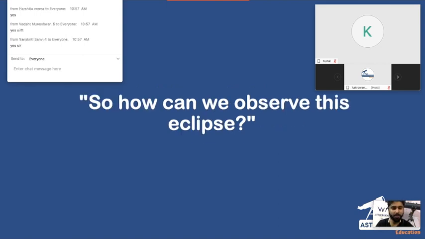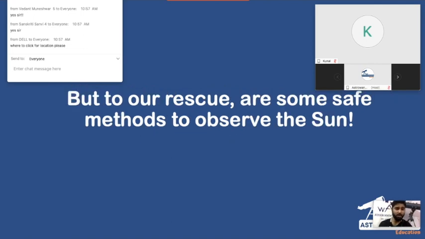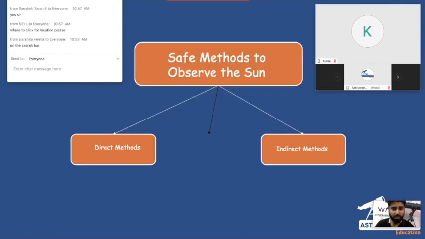So how can we observe this eclipse? Obviously, observing it's not something specific to eclipses. You need to understand this. It's not that eclipse is harmful, but observing the sun on any day, if you see the sun with your naked eye, it's actually really harmful. So what should we do? Should we not see the eclipse? No, we should. But to our rescue are some safe methods to observe the sun. So we are going to tell you about some safe methods.